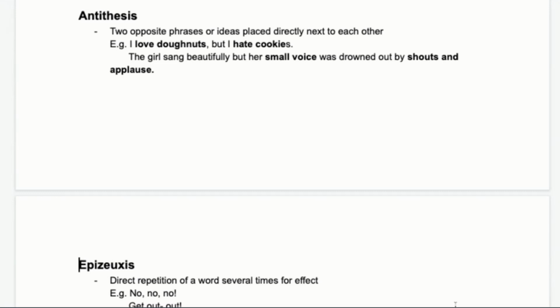So we have a few examples here. I love donuts, but I hate cookies. It's not really that donuts and cookies are opposite, it's more like love one thing, hate the other. So the love and hate is the antithesis there, not the donuts and cookies. I know I highlighted those. The girl sang beautifully, but her small voice was drowned out by shouts and applause. So there's an antithesis going on there because her voice is very quiet and the shouts and applause are loud.